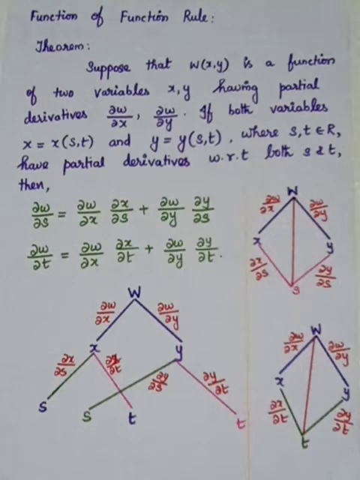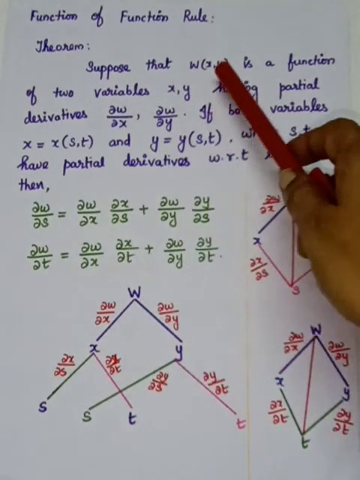Good morning, students. Today we are going to see another type of function rule. Already we have seen W is a function of x and y, and x and y are functions of a single variable. Then in the previous class we found dw by dt. So see today's class.